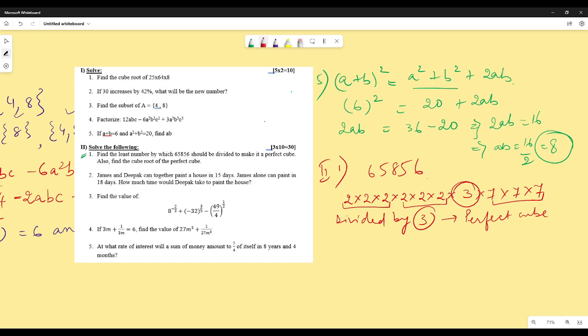That is all you needed to do with this question. It was as simple as this. Now let us move on to the next question.